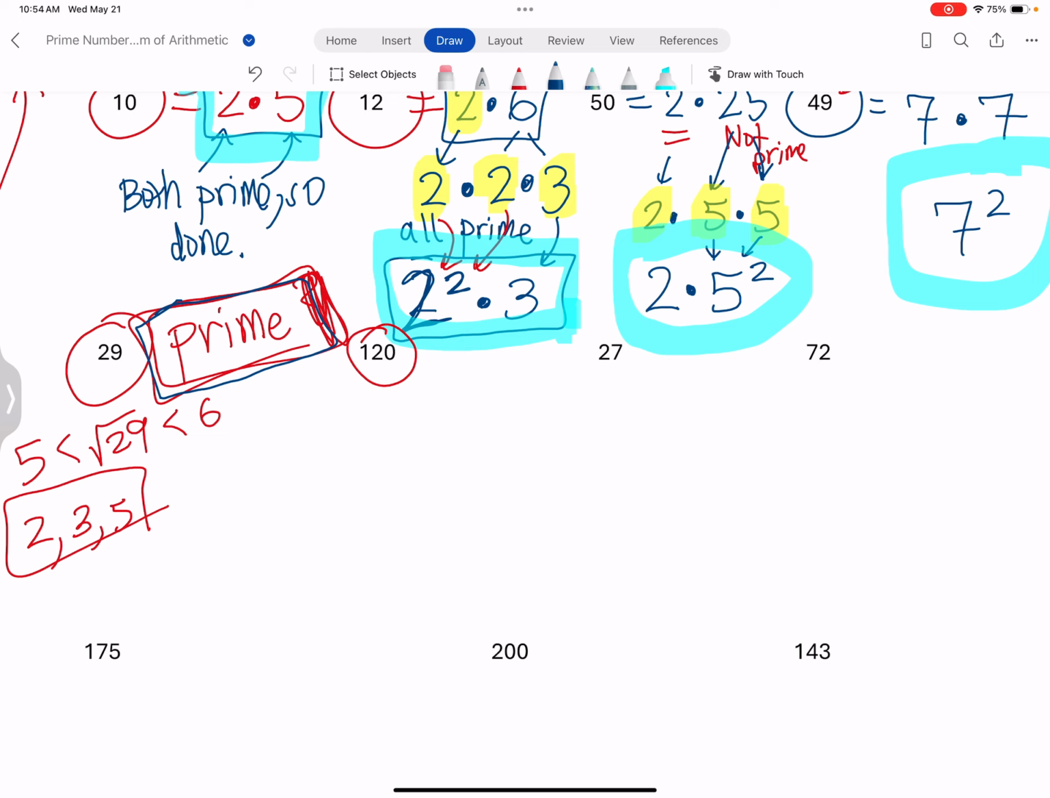How about 120? This next one. Of all my primes, I always start with 2. I'm so boring. 2 does divide in because it ends in a 0. 2 times 60, I believe. You can always check with a calculator or whatever. There you go. Are either of those prime? 2 is prime, but 60 is not. Let me break him down.